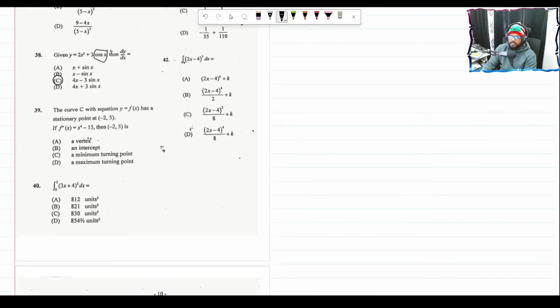The curve C has a stationary point at this. If f double dash x is equal to x to the power of 4 take away 15, we're going to check what the value at negative 2 is. Negative 2 plugged into here gives me 16. 16 take away 15 is 1. It's a positive number, which means smiling, which means we have a minimum point.